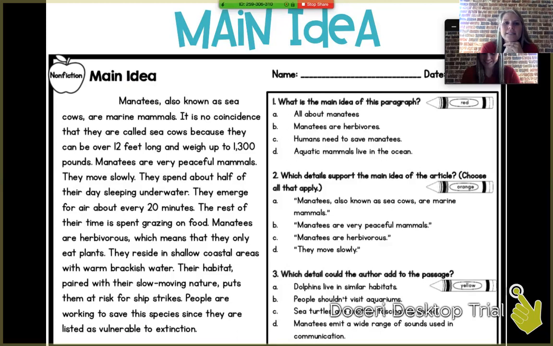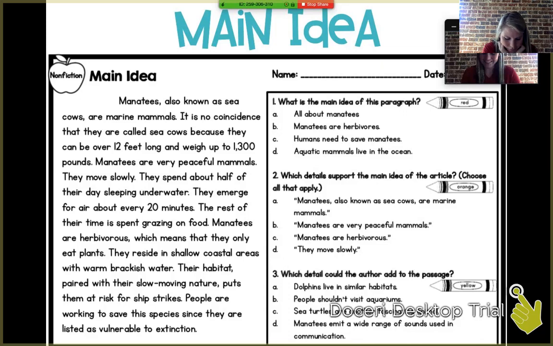So it says, manatees, also known as sea cows, are marine mammals. It's no coincidence that they're called sea cows because they can be over 12 feet long and weigh up to 1,300 pounds. Manatees are very peaceful mammals. They move slowly. Kind of sounds like those sloths. They spend about half of their day sleeping underwater. Really sounds like sloths. They emerge for air about every 20 minutes. The rest of their time is spent grazing on food.